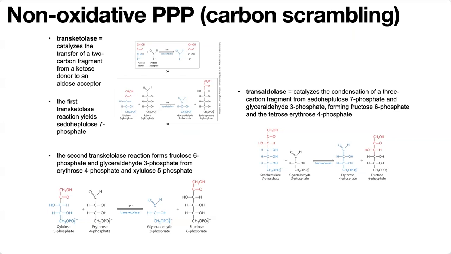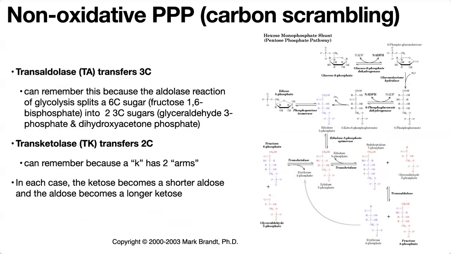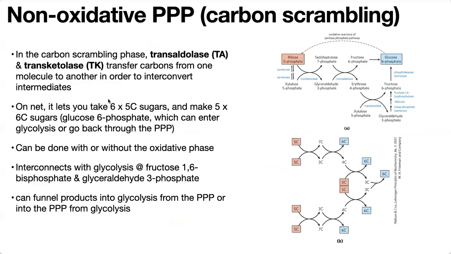We'll do an exercise in class where we'll use some Legos and actually move things around so you can get a sense of what's happening. But the bottom line is we have this carbon scrambling phase. On net, it can take 6 5-carbon sugars and make 5 6-carbon sugars, glucose 6-phosphate, which can enter glycolysis or go back through the PPP. You don't need to put them all into glucose 6-phosphate; you just do that to scramble them so the math evens out. But we have those 2 points at which we can enter the fructose 6-phosphate or the glyceraldehyde 3-phosphate.